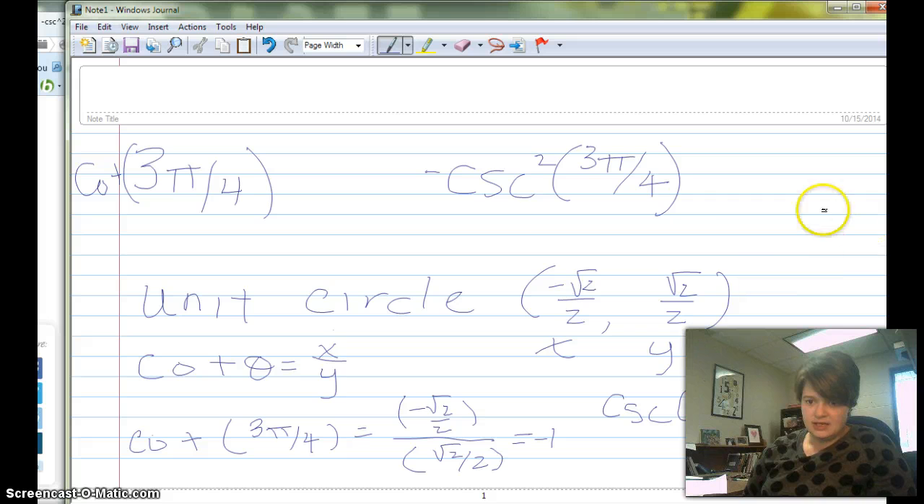Which means negative cosecant, so this would be cosecant of 3 pi over 4 squared times negative 1. When we square the square root of 2, we get 2, and multiplying it by negative 1, we get negative 2. So if you really want to stop watching the video now, you can. And here would be our 2 answers.